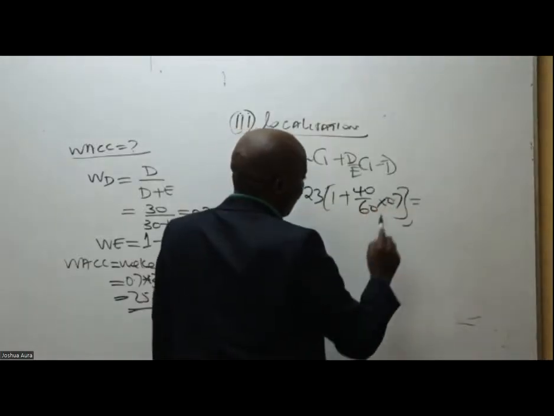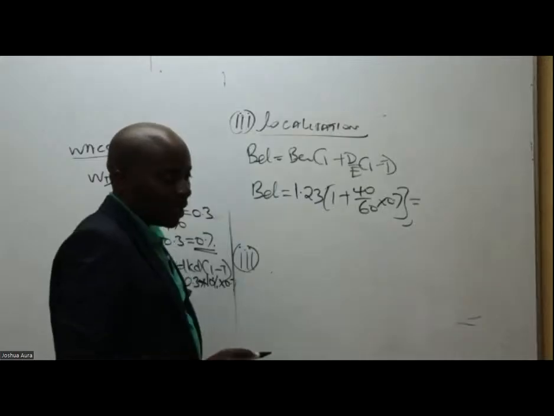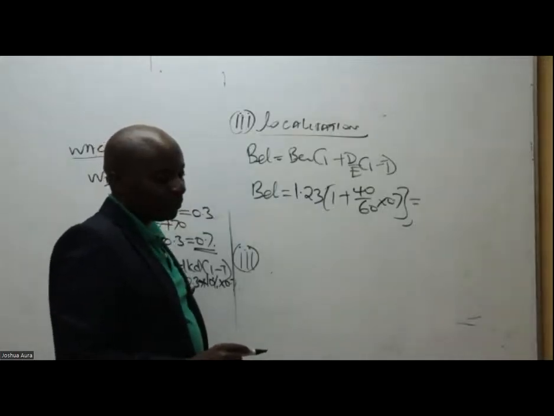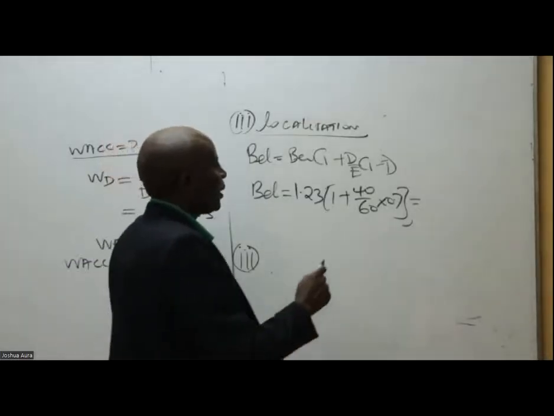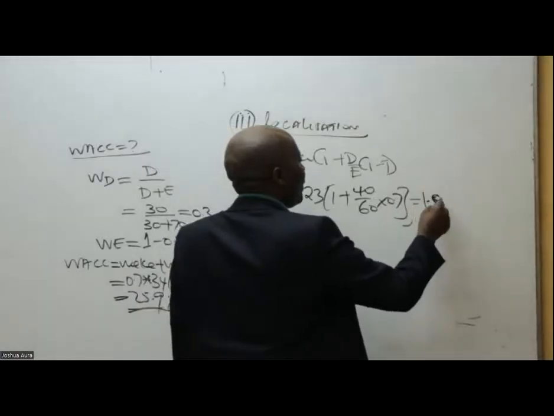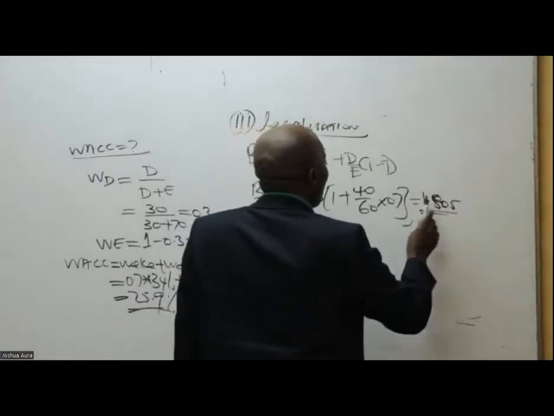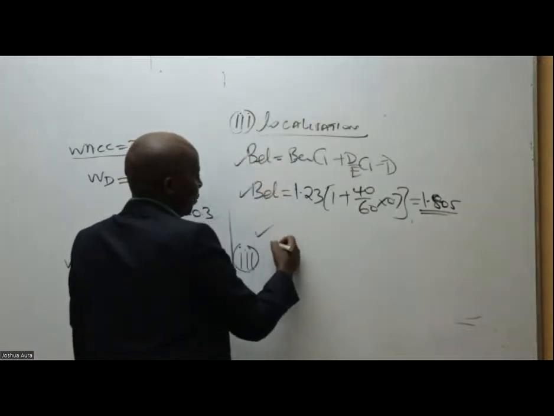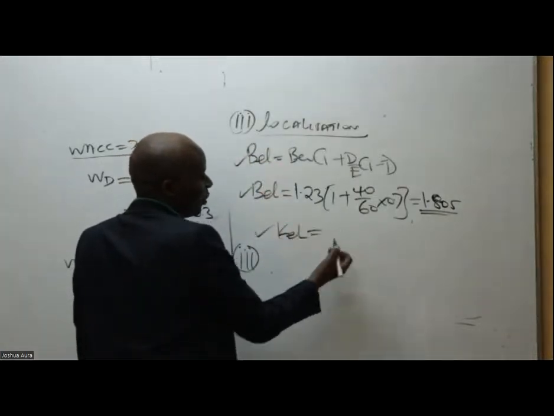So could you kindly give me the final answer there? The bell. So 1.805. Once I get this 1.805, I'll be able to move to the next thing, ladies and gentlemen, which is the Ke, the cost of equity for the organization.